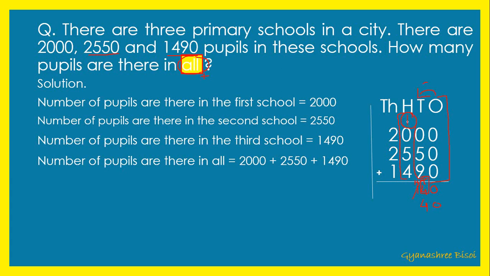So 1 plus 0, that becomes 1. Then 1 plus 5, that becomes 6. 6 plus 4, that becomes 10. 6 plus 4 becomes 10. Now I cannot write 10 at hundreds place as I have added the digits which are at hundreds place. So 0 is at hundreds place and 1 is at thousands place.